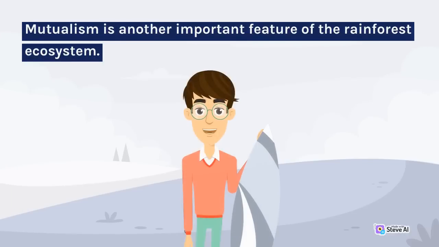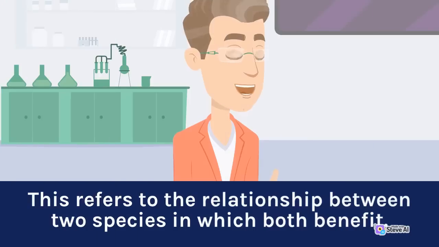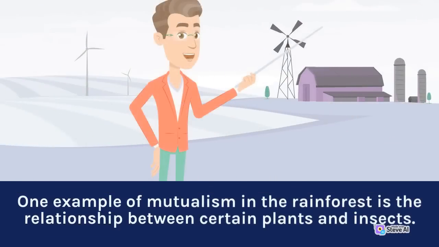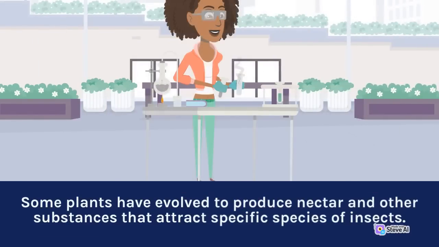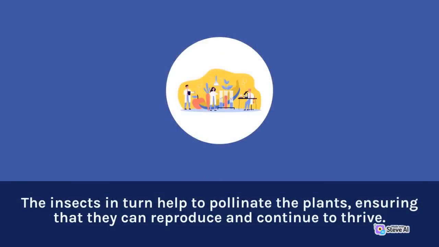Mutualism is another important feature of the rainforest ecosystem. This refers to the relationship between two species in which both benefit. One example of mutualism in the rainforest is the relationship between certain plants and insects. Some plants have evolved to produce nectar and other substances that attract specific species of insects. The insects in turn help to pollinate the plants, ensuring that they can reproduce and continue to thrive.